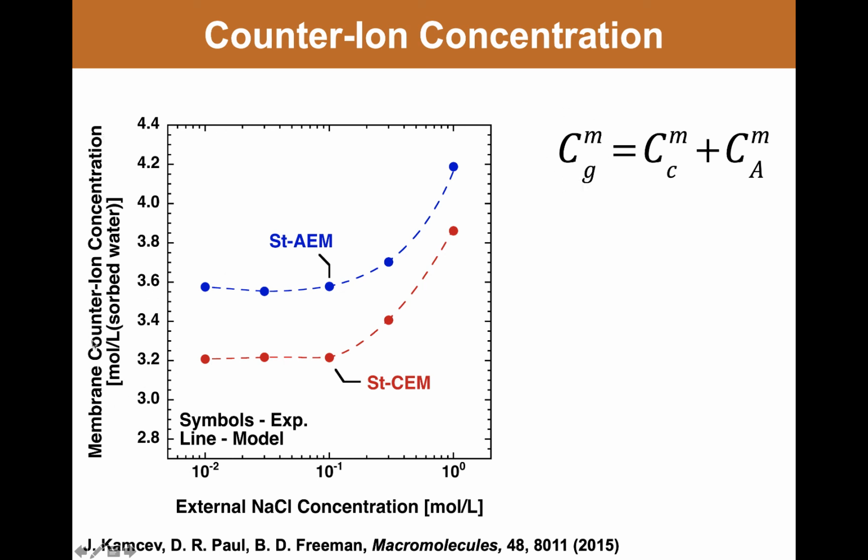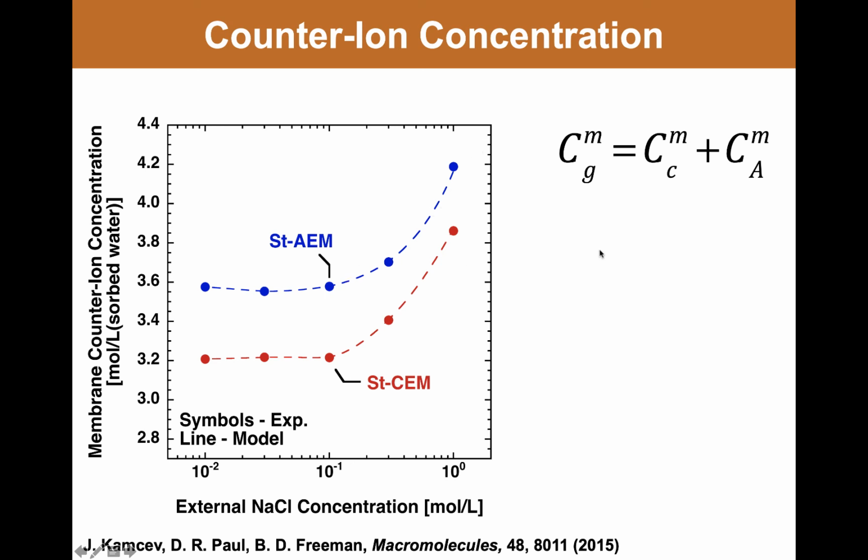And so this shows the counterion concentration in both an anion and one of the cation exchange membranes, and shows a comparison between the model and the experimental data. What you'll see in both cases is that as the external salt concentration goes up, you see very little change in the counterion concentration at low concentrations. This is in a range where there aren't many co-ions in the membrane, and the water content in the membrane hasn't started to change much due to osmotic deswelling. But once you get up to higher salt concentrations, then you start to see the counterion concentration climb, and there's two reasons behind this.